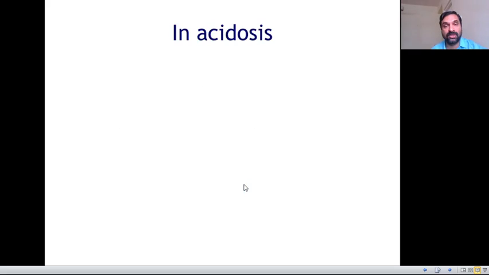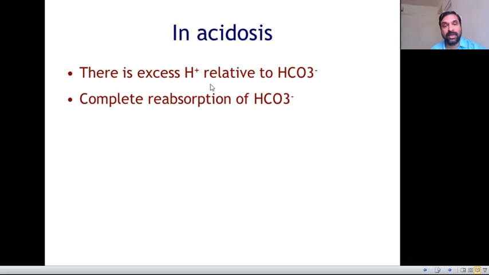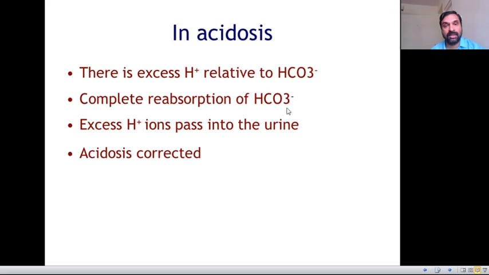Now what happens in acidosis? There is excess H plus relative to bicarbonate. So bicarbonate reabsorption is associated with H plus secretion. H plus is in excess, so all bicarbonate is reabsorbed, because bicarbonate reabsorption is associated with H plus secretion. So all bicarbonate is reabsorbed, and excess H plus passes into the urine. So excess H plus passes into urine without bicarbonate reabsorption, and excess amount of H plus is excreted via urine. So acidosis is corrected.